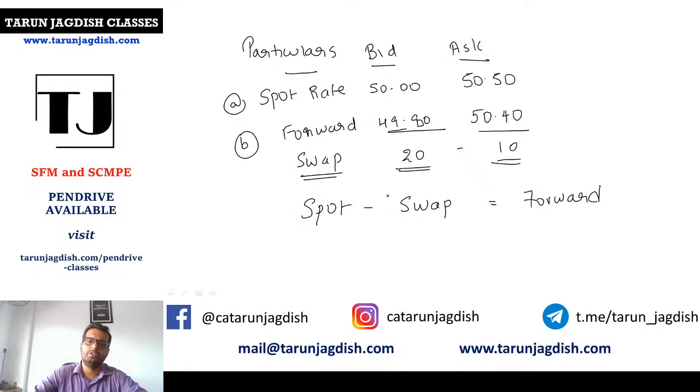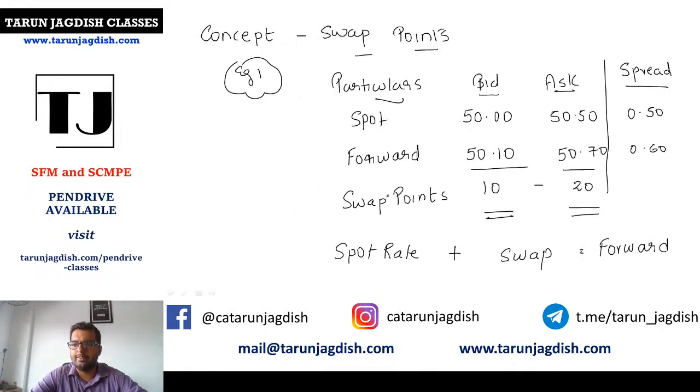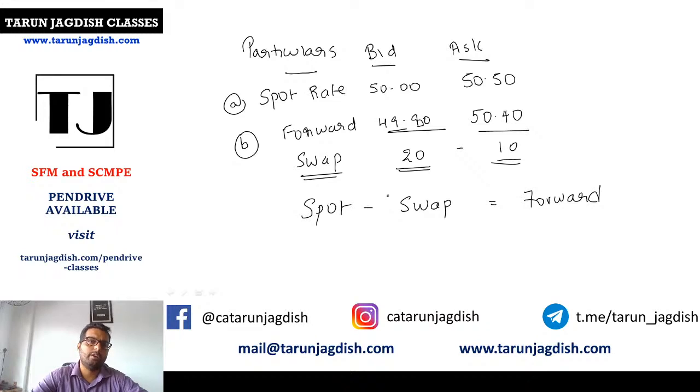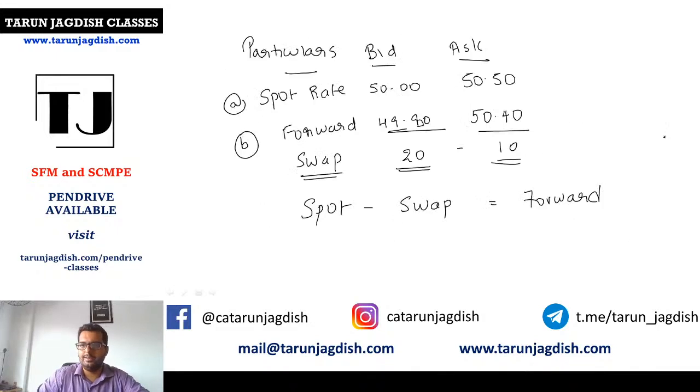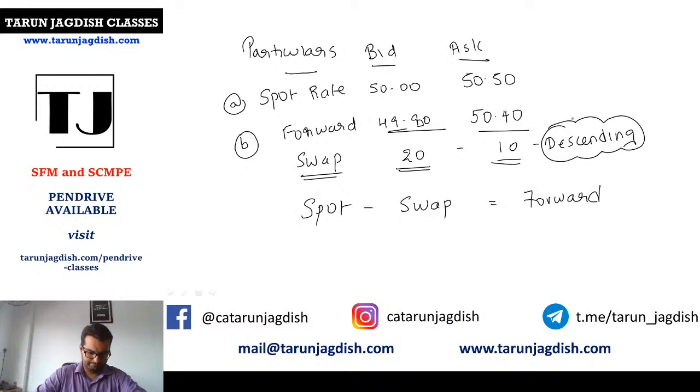So here is a confusion. Earlier I did spot plus swap. Now I am doing spot minus swap. How do you decide that? That is decided on the order of the swap. Here, is the swap in ascending order or descending order? It is in ascending order. Ascending order means we should add, and here it is in descending order. Descending order means we should subtract. Can you please write down this in your books now?